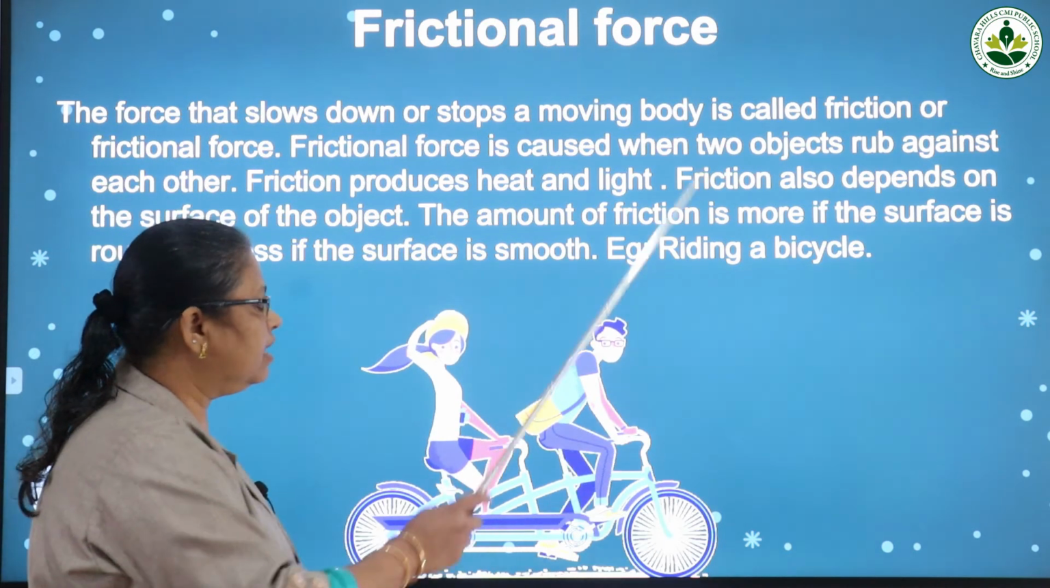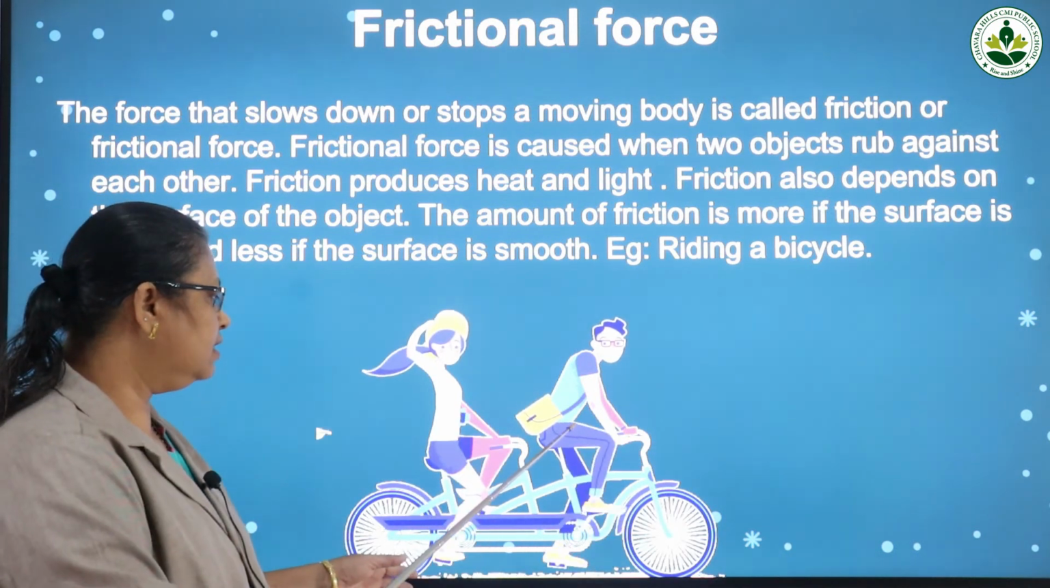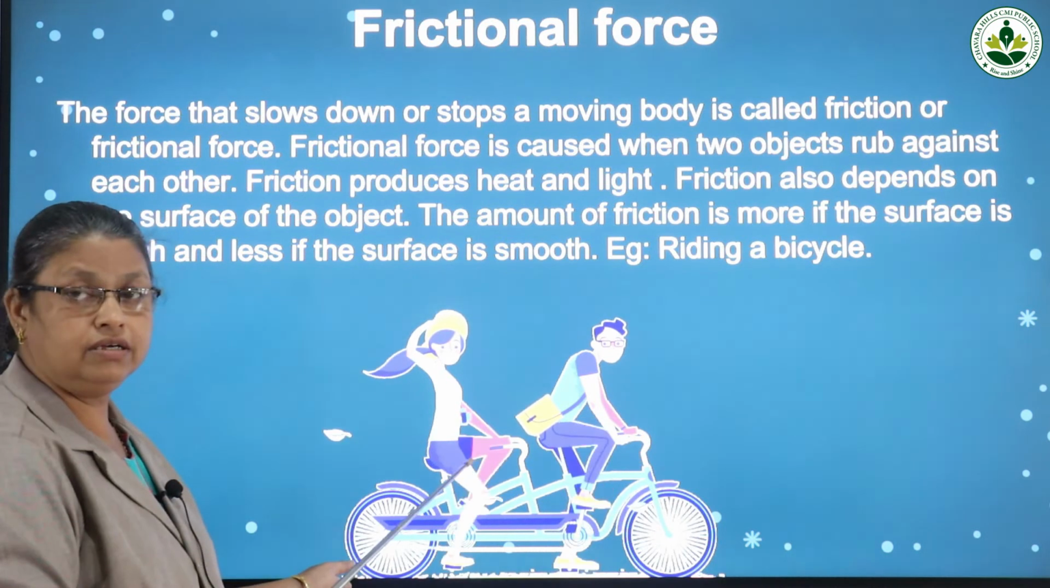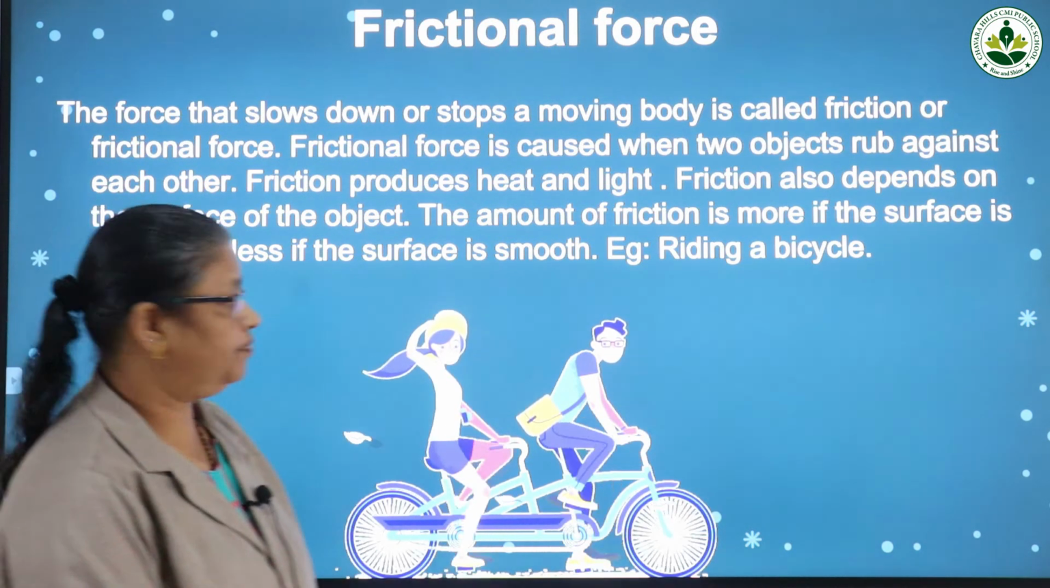So, example, riding a bicycle. When we apply brakes, they rub between the wheels. Okay. So, there will be friction and the bicycle will be stopping.